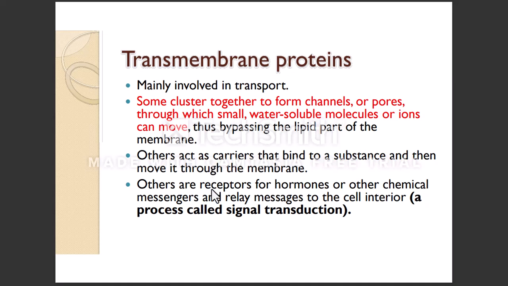Now others act as receptors for hormones or other chemical messengers, and they are able to relay messages to the cell interior. That process is what we describe as signal transduction.